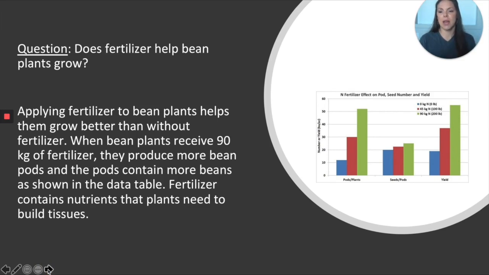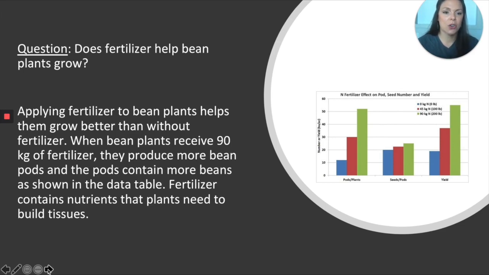So let's think about an example. A question is, does fertilizer help bean plants grow? If you've ever looked at fertilizer with your family at the store, it's actually an expensive product. So is it worth buying it to add it to your plants, given that it costs a lot? So if I were going to grow bean plants at my house, or maybe I'm a farmer, I would want to know that it's really going to work before I spend my money on it. Well, here we can look at some data.